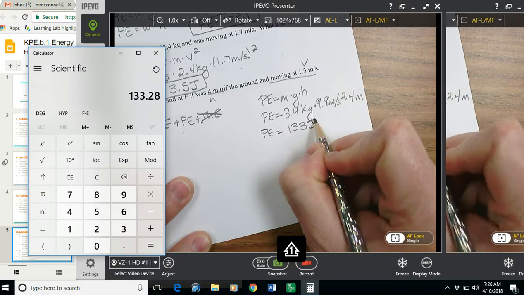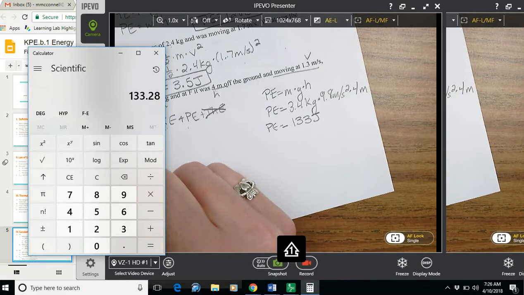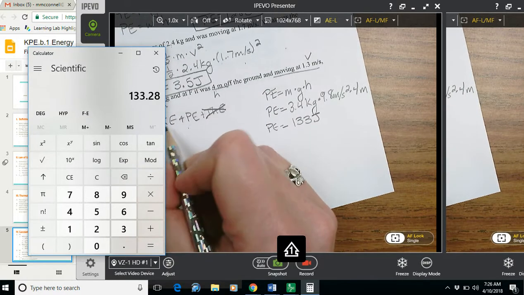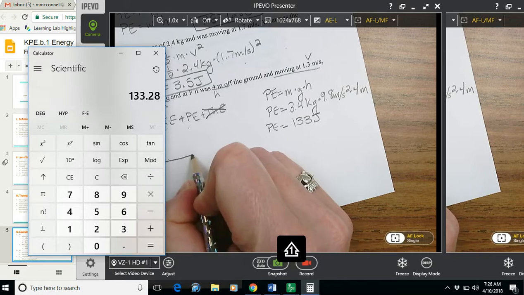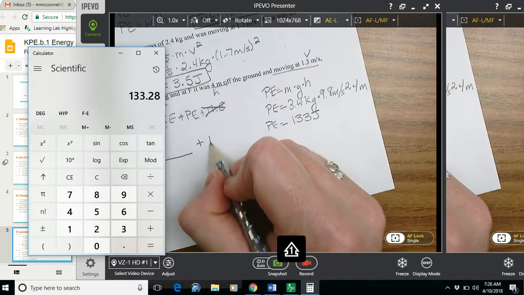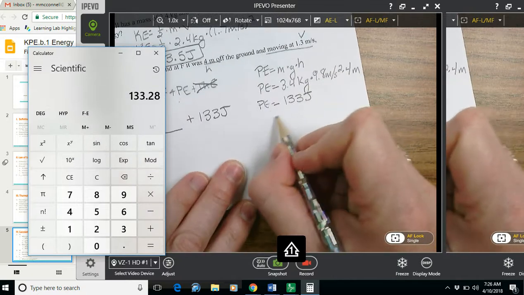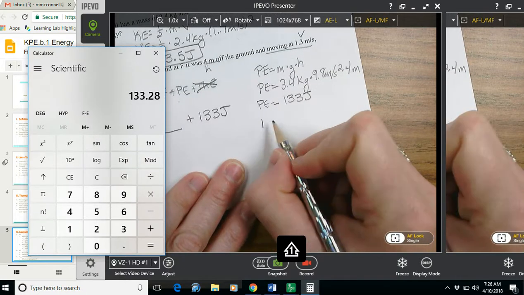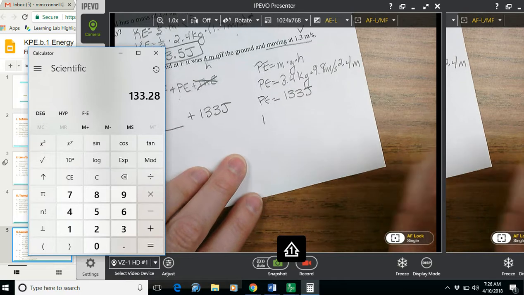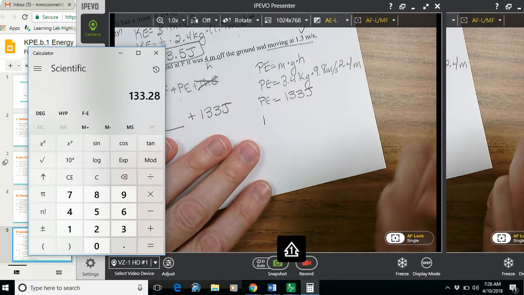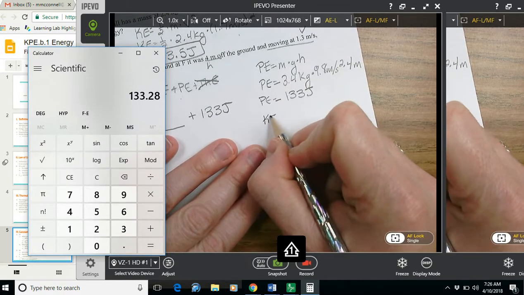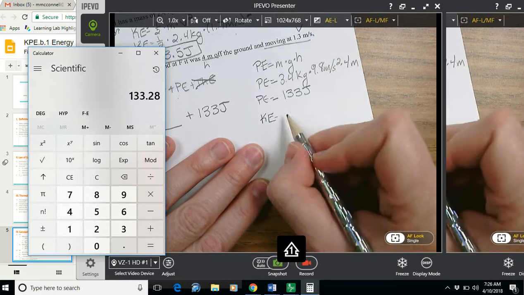133 joules. So going back to my equation I need to be able to use, I don't have anything yet for kinetic, so I'm going to leave that blank. I'm going to put plus 133 joules. And I could put 133.2 or 3, excuse me. I just chose not to. So either way is fine.